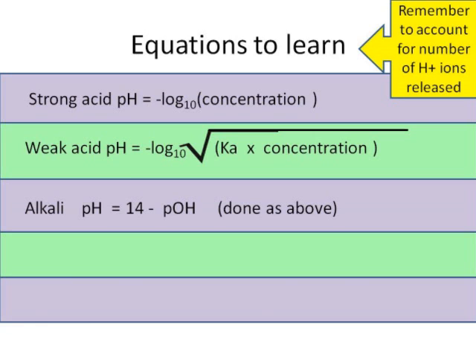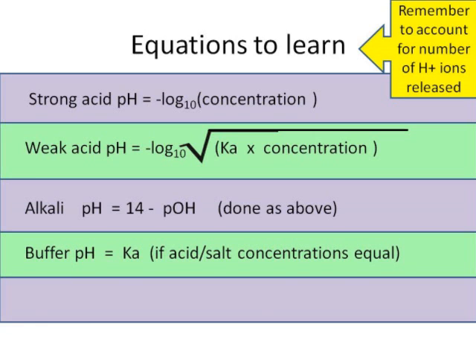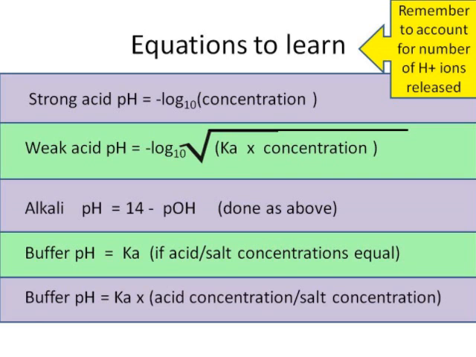For a buffer, the pH is equal to the acidity constant of the acid if the concentration of acid and concentration of salt are equal. If they're not, the pH is equal to the acidity constant multiplied by the acid concentration divided by the salt concentration.